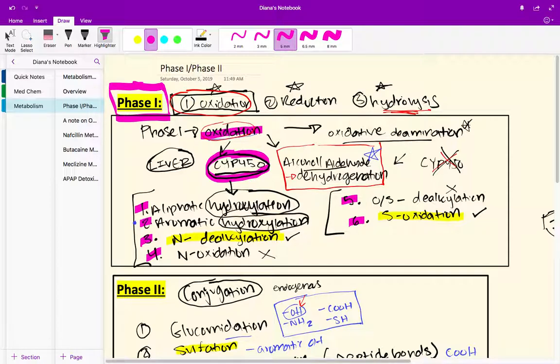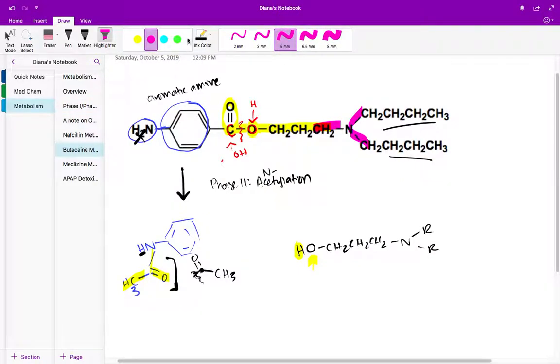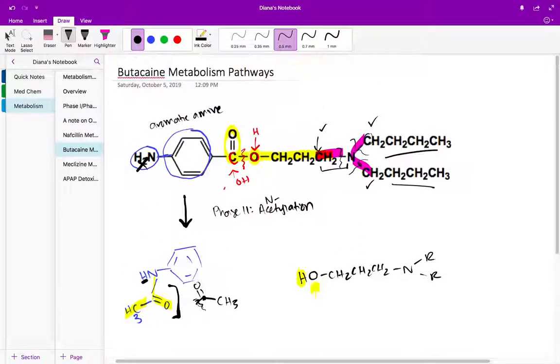So N-dealkylation is number 3 here. It's part of oxidation. Remember, oxidation, you must have at least one hydrogen on that carbon of interest before it can undergo oxidation. So if we pay attention closely, this carbon in this carbon-nitrogen bond right here has at least one hydrogen, so that's okay. This carbon in this carbon-nitrogen bond has at least one hydrogen, so that's okay, and same with this one. So N-dealkylation can actually occur here, where I cleave that bond, I can cleave this bond, or I can cleave this bond.